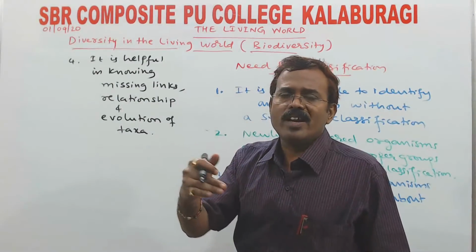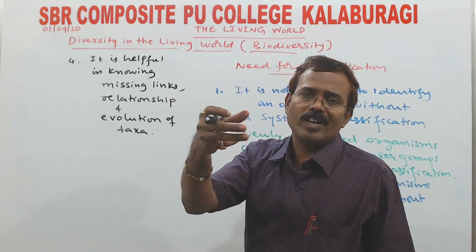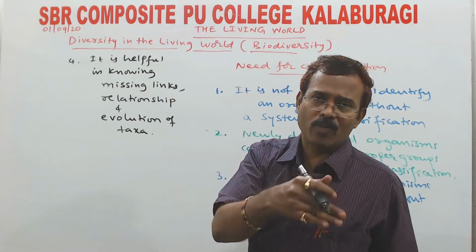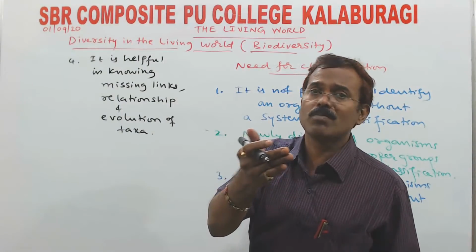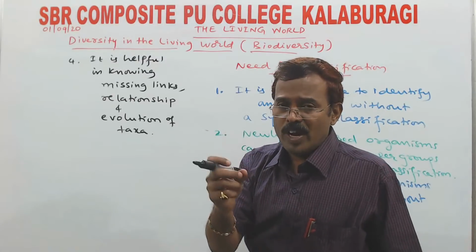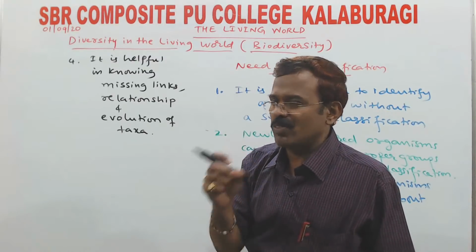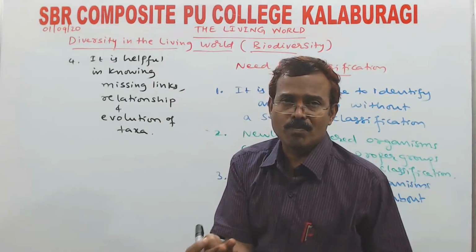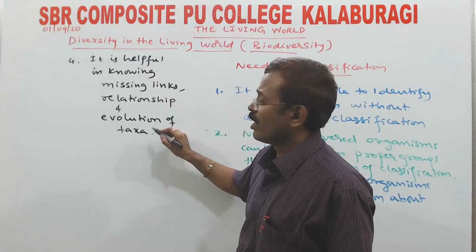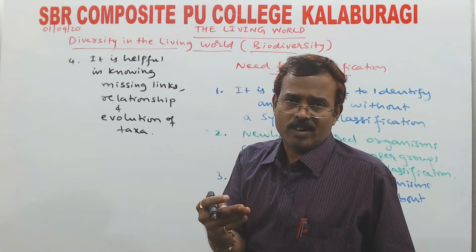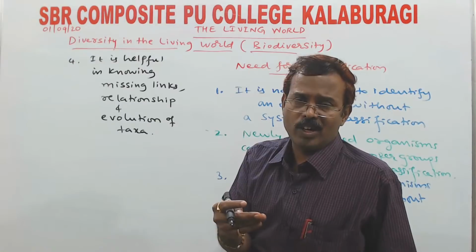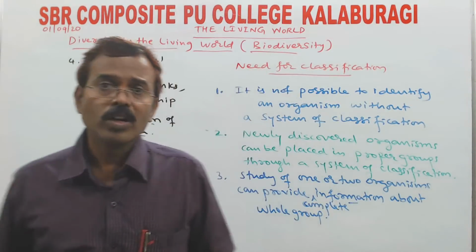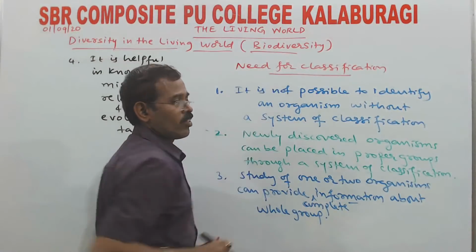Say, each plant and each animal descended from its ancestors. Say, angiosperm descended from gymnosperm, gymnosperm from pteridophyte, pteridophytes from bryophyte, bryophytes from algae. So, in between, if any connecting link is missing, we can know, and we can establish the relationship based on the character. And if a new category or new species has evolved, that evolution of taxa also we can find out. So these are the needs for classification.